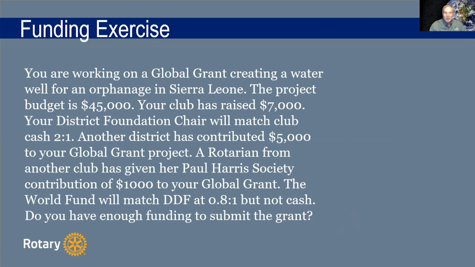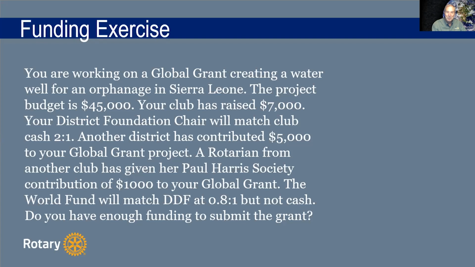Another district has contributed $5,000 to your global grant project. A Rotarian from another club has given her Paul Harris Society contribution. Everybody know what the Paul Harris Society is? Okay, if you don't, the Paul Harris Society is a group of people. We have over 100 of them in our district who have agreed to contribute $1,000 every year to the Rotary Foundation. And those people can give it to the World Fund. They can give it to the SHARE program. So it comes back in parts of it in our district grants. That's the thing that most people give it to.